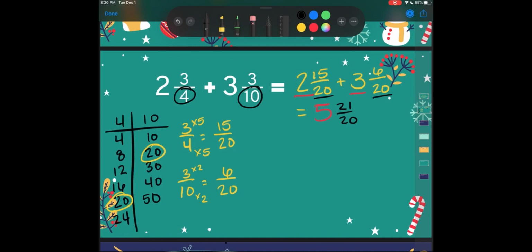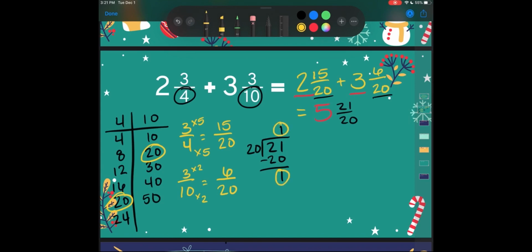Now here's the thing about mixed numbers. You cannot have a mixed number and then have your fraction in that number be an improper fraction, right? So what I need to do is turn that improper fraction into a mixed number. I need to take that whole number out, put it with my whole number 5. So I'm going to do my division to turn my 21/20 into a mixed number. So 20 goes into 21 one time. 1 times 20 is 20. We subtract and we get 1.